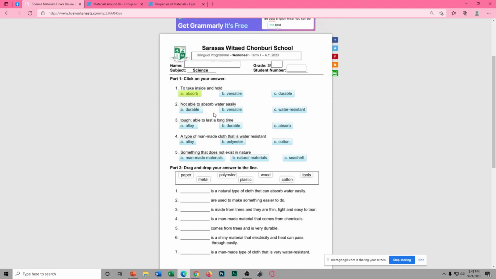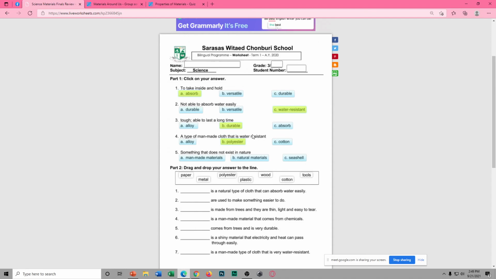Not able to absorb water easily. Durable, versatile, or water resistant? Water resistant. Tough, able to last a long time. It means strong. Durable. A type of man-made cloth that is water resistant. The one that doesn't absorb water. Polyester.